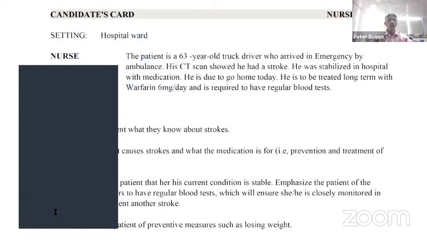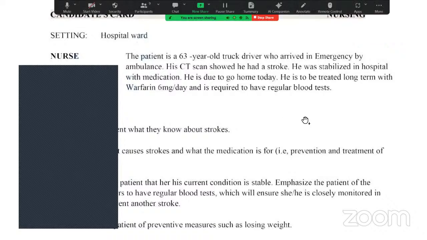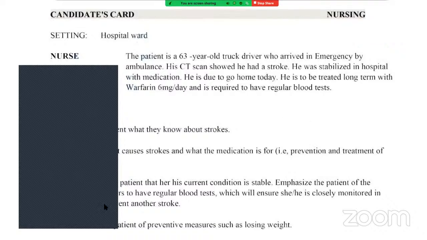Computerized tomography scan. Very good. Okay, now the CT scan showed he had a stroke. So it confirmed the diagnosis. You can say the CT scan confirmed that he had a stroke. So the stroke was confirmed by CT scan.